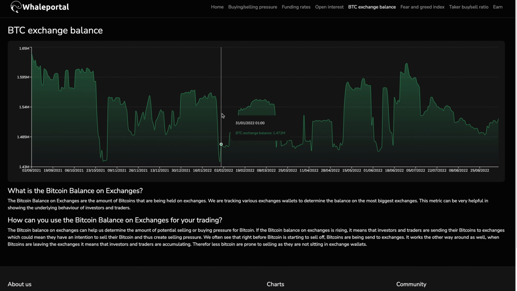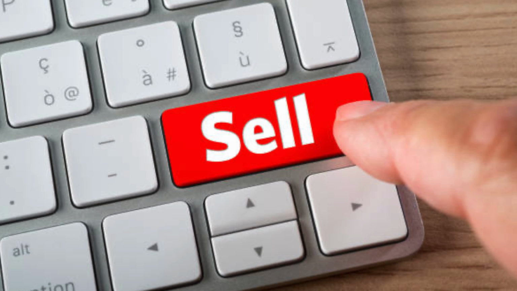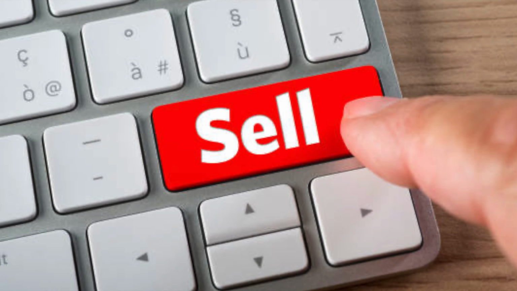Because when the Bitcoin balance on exchanges is increasing, it means that traders and investors are sending their Bitcoin to exchanges. And most likely the reason why investors and traders are sending their Bitcoin to exchanges is with the intention to sell their Bitcoin for US dollars.